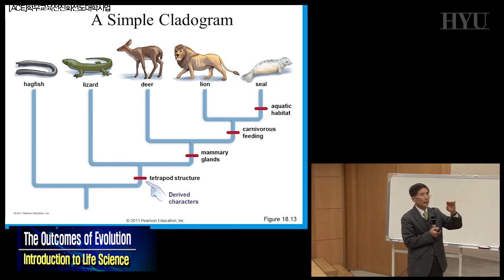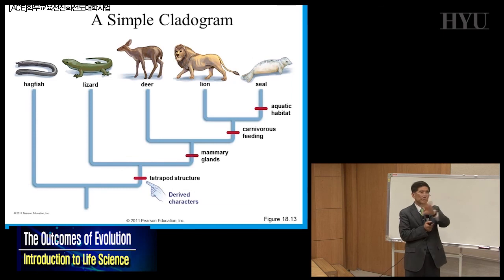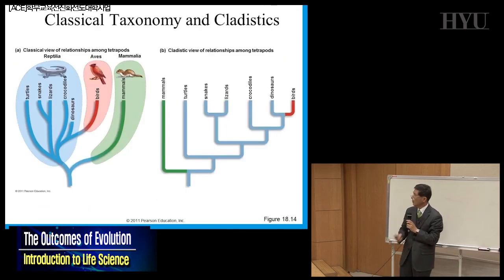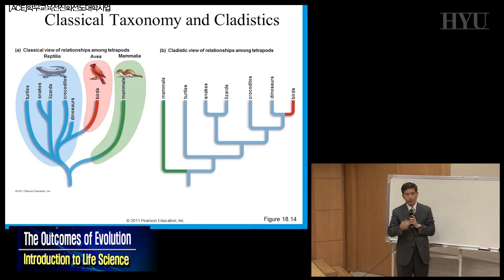Classical taxonomy and classification systematics are based on whether they look very similar or don't look similar. It's based on more subjective criteria. So based on that, you can have a totally different outcome. This is a classical view of relationship: reptiles, turtle, snake, lizard, crocodile, dinosaurs, and then they put birds right next to it, and then mammals. But if you change the way we look at it, with cladistics, the result is different. Mammals and birds are far, far away.